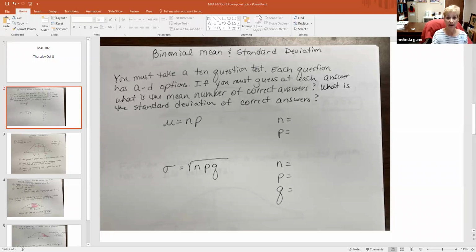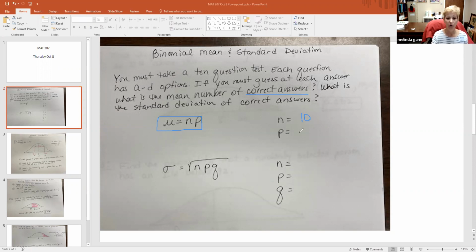Now if it's a binomial problem, look on your formula sheet. Here's the formula on your formula sheet for the mean of a binomial distribution. It's just n times p. That's it. Remember, n is always your total in every problem, and it says that you've got 10 questions. So n's going to be 10. Remember, p has to be the probability of what you're doing. You want the mean number of correct answers, so p has to be your chance of being correct.